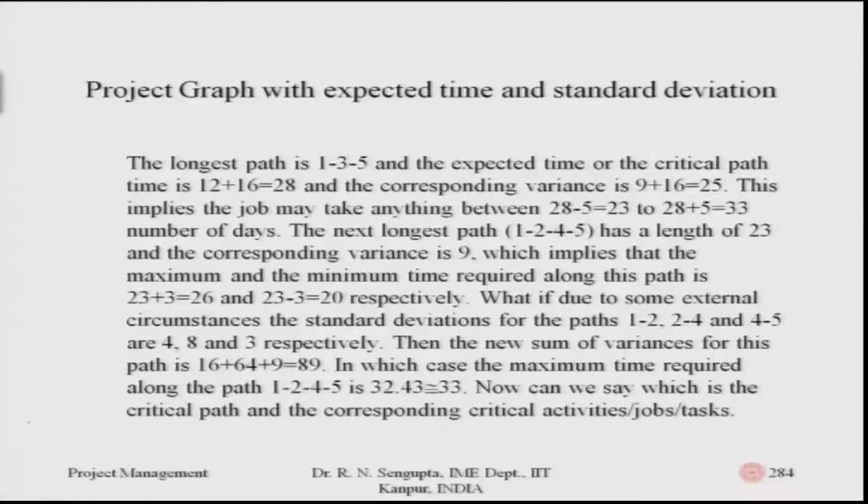So, the longest path, I will just remove this on the left hand side, it is easier. The longest path is 1 3 5, and the expected time for the critical path is given by adding up the sums, which is 12 plus 16 is 28, and the corresponding variance for that path, 1 3 5, would be given by adding the variances. So, what are the variances? It is 9 and 16, add them up, it becomes 25. This implies that the job may take anything between, now it is important to note what I am saying. So, average time is 28, variance is 25, deviation is 5.